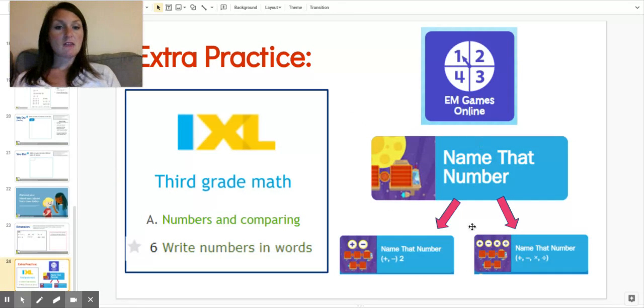And then this would be a good game to practice using those different types of equations and knowing the different numbers. So you can play name that number, or you can write the numbers in words with that expanded form if you would like to do that on IXL.